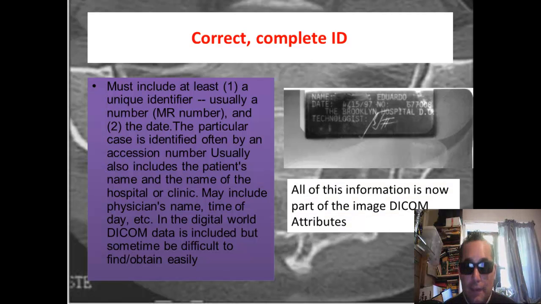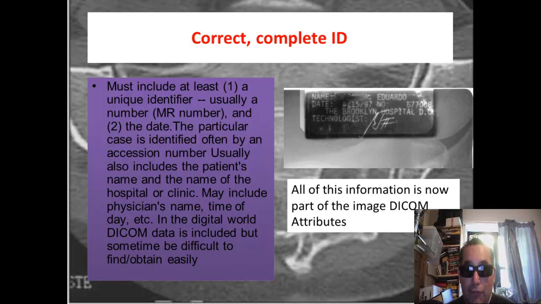Correct and complete ID. You could argue that aside from positioning, this is the most important aspect of any radiograph. There must be at least one unique identifier, and it's not a social security number. It's the medical record number, often abbreviated as MR. A date is necessary. Generally, the type of case is identified, and that's often done with the previously mentioned accession number.